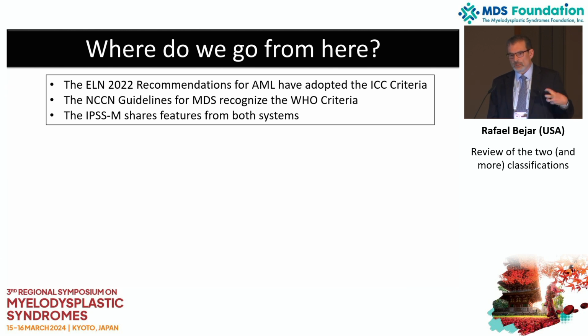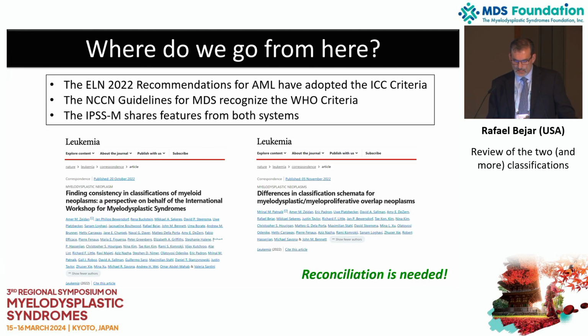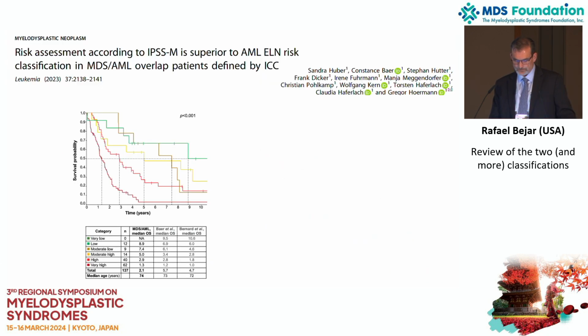Different groups have, I think, adopted different versions. The ELN really has adopted the ICC criteria. The NCCN mentions both, but recognizes WHO criteria. The IPSSM, which was actually created kind of in parallel and before them, incorporates some features that both have looked at. And Amar has done a great job of bringing the community together to think about what these differences mean in terms of where we can go in the future, and also to think about how we need to actually apply this in practice, how we need to understand which patient falls into which category. And I think this has gotten a strong sense that reconciliation is truly needed.